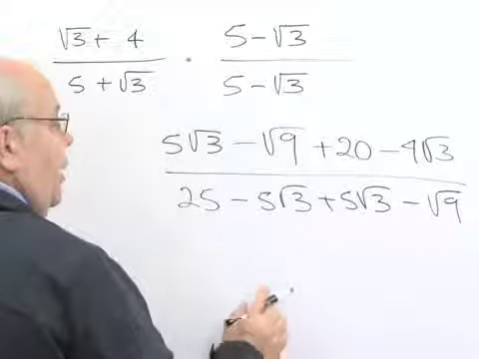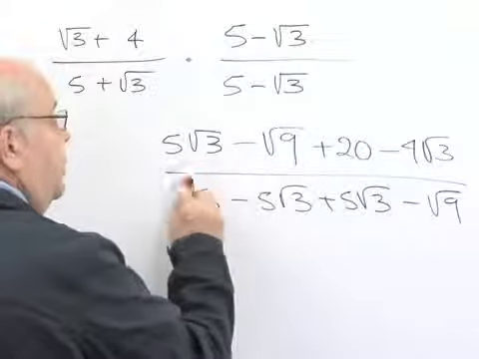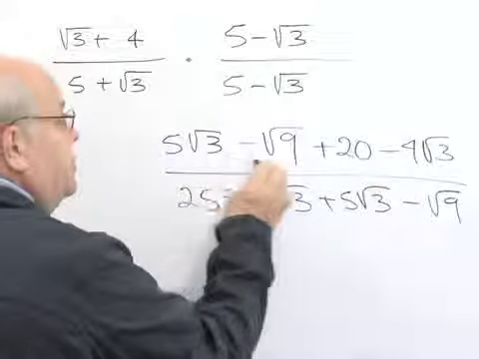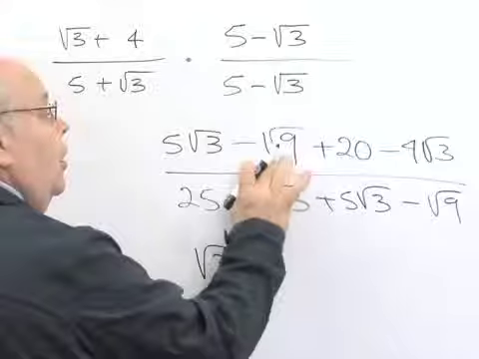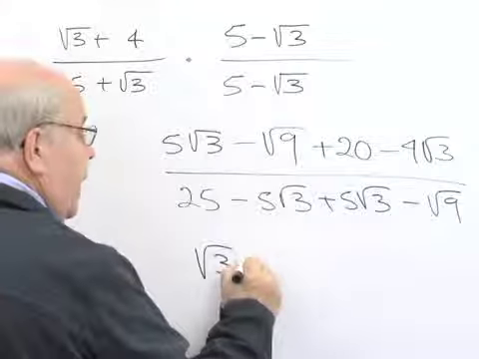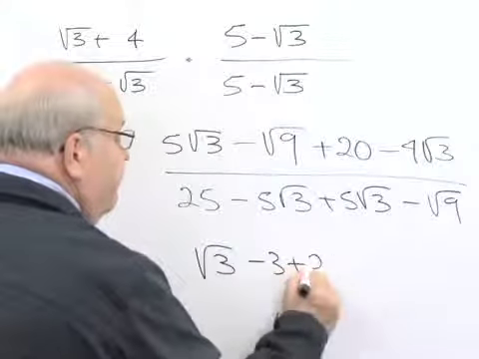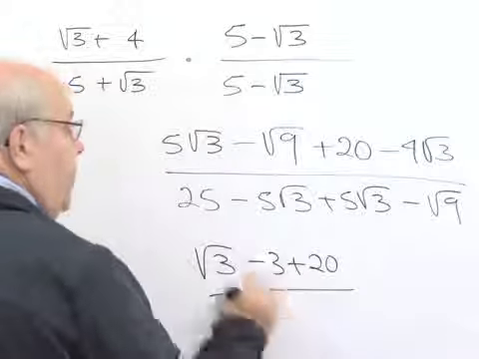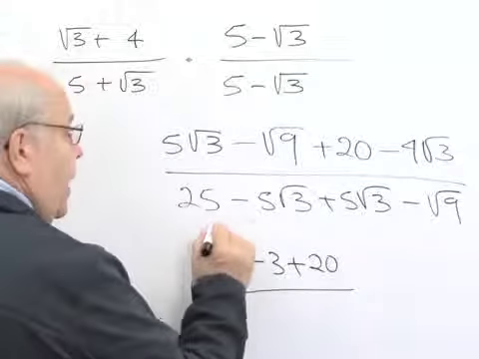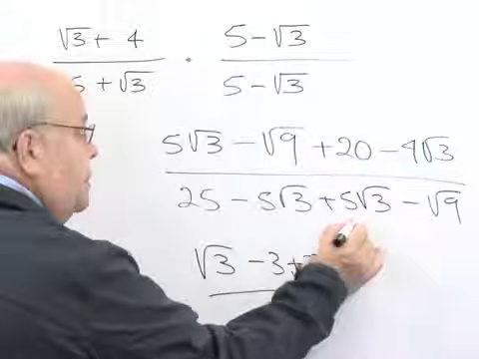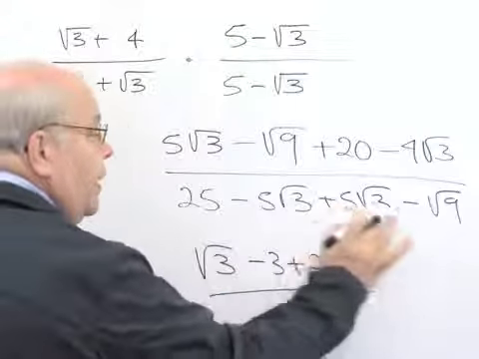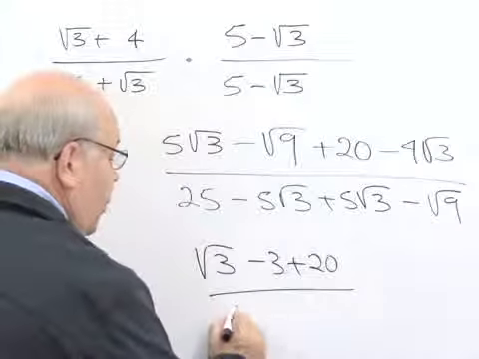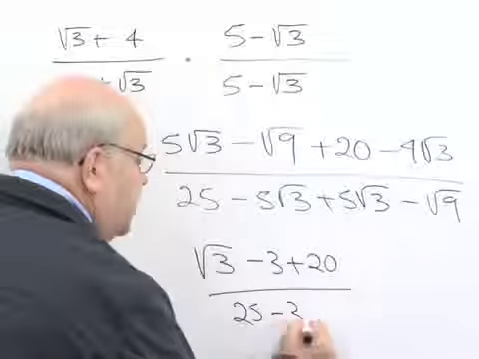So in our numerator, we see that we could simplify 5 square roots of 3 minus 4 square roots of 3 is 1 square root of 3. We notice minus the square root of 9 is minus 3. And in our denominator, we have 25. We have plus 5 square roots of 3 and minus 5 square roots of 3, so that's just 0. So we have 25 minus the square root of 9, or 25 minus 3.